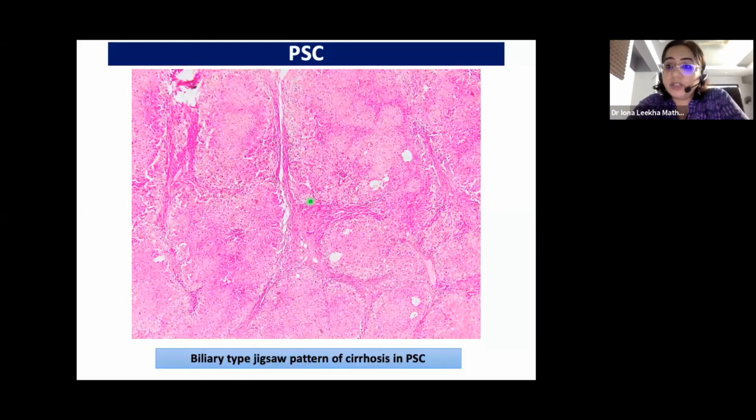One more thing, autoimmune cholangitis also shows the same features as that of primary biliary cholangitis, except that AMA is negative in autoimmune cholangitis. The picture of PBC and autoimmune cholangitis are the same.